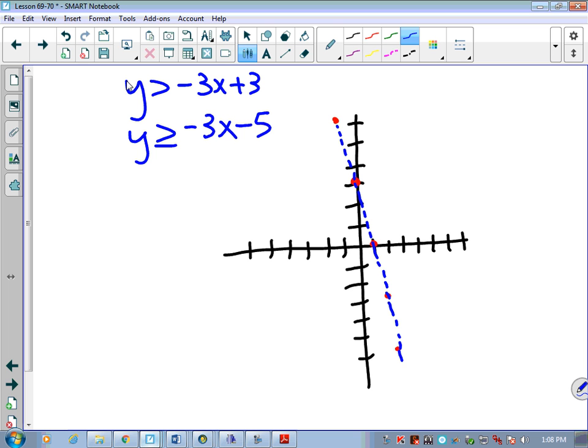You can use 0, 0, because notice that 0, 0 is not on the line, so that's helpful. So let's check and see if I wanted to shade 0, I would want 0 to be part of the solution. Is 0 greater than 3? No, so it's not part of the solution, therefore I'm going to shade this side. Does that make sense? Okay, now let's graph the other one.